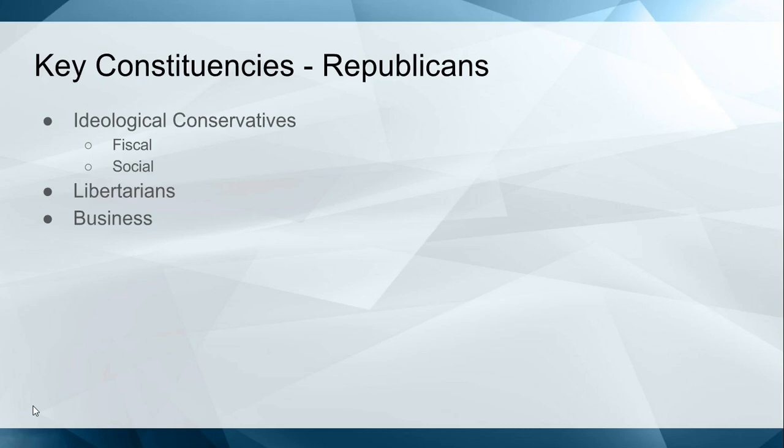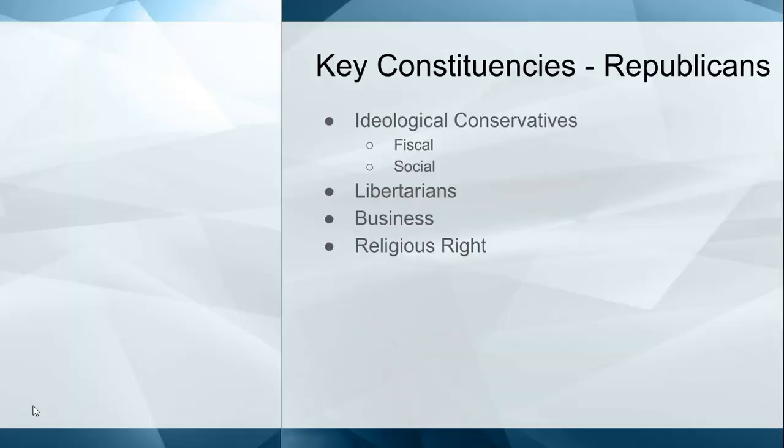Persons that are affiliated with business, and this can be small business or big business, and that's their orientation, their main concern for governmental policy, will usually find a home in the Republican Party. And often what is called the religious right: individuals who believe that their religious values should be translated into public policy are usually in the Republican Party.